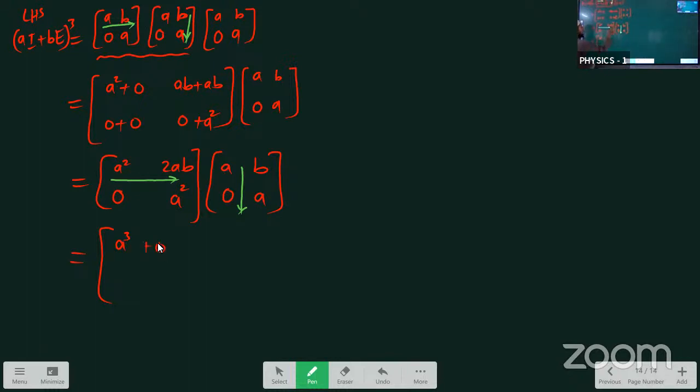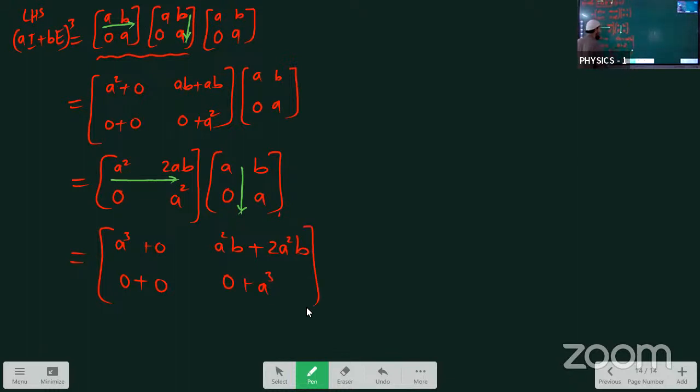So first row first column को into करके यहाँ लिख दो. In the same way first row second column multiply this. A square into B is A square B plus 2AB into A, 2A square B. Okay, next in the same way second row first column you will write here. Second row last column you will write here. Okay, second row and first column 0 into A is 0 plus A square into 0 is 0. Next multiply second row and last column, 0 into B is 0 plus A square into A is A cube.